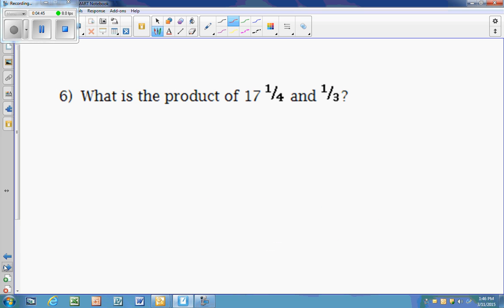Next, it says once again, what is the product? We keep saying the product, and that keeps saying to multiply. So I have 17 1/4 times 1/3. Once again, it is a mixed number. We need to turn it into an improper fraction. And when you multiply 17 times 4, you get 68. And then we have to add in the 1, which is 69. So we have 69 fourths times 1/3.